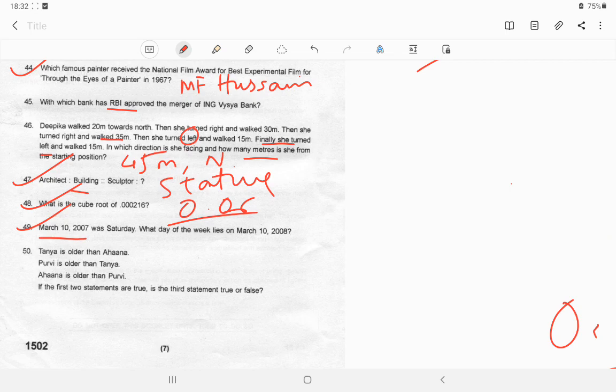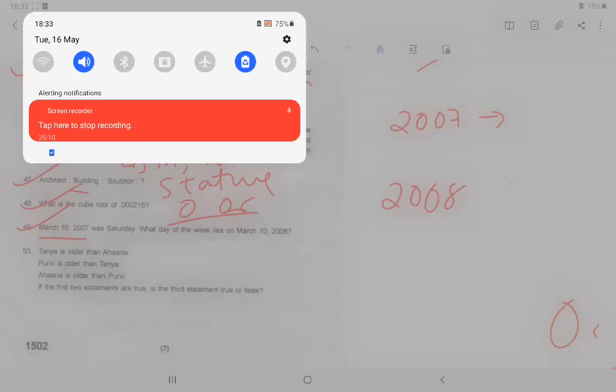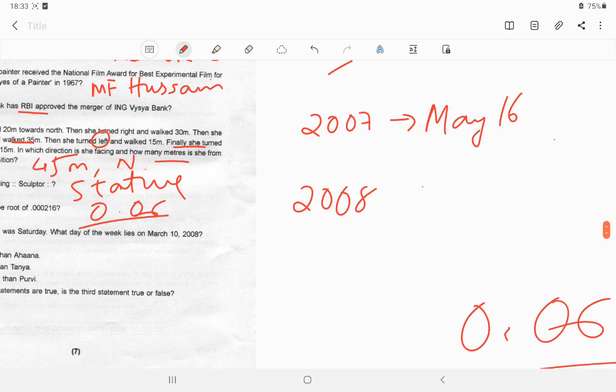Next. Today, March 10, 2017, is Saturday. What day of the week lies on March 10, 2008? For example, suppose May 16 of one year is Tuesday. Then next year May 16 will be Wednesday, which means one extra day is added.